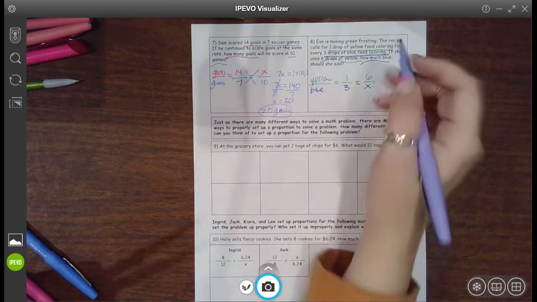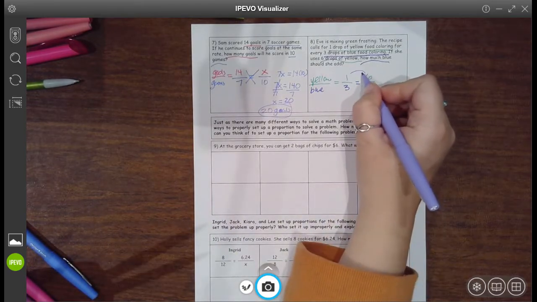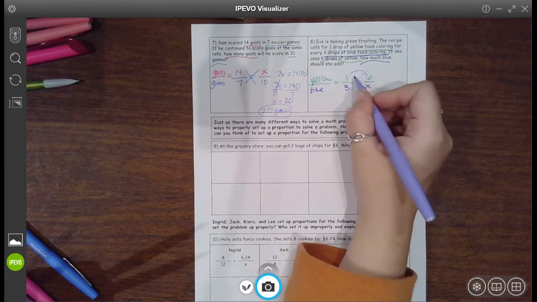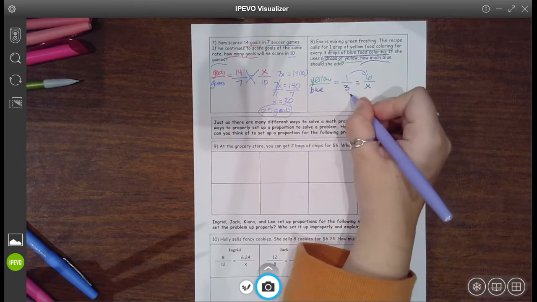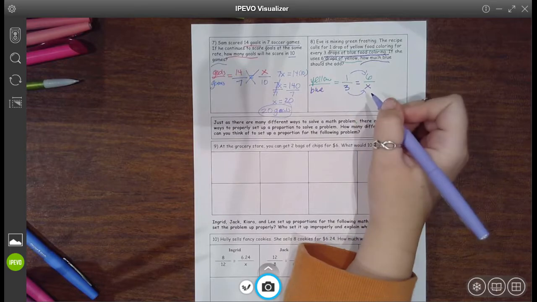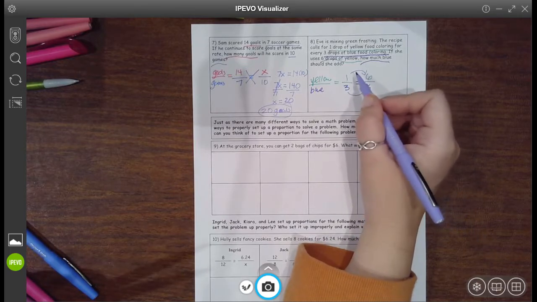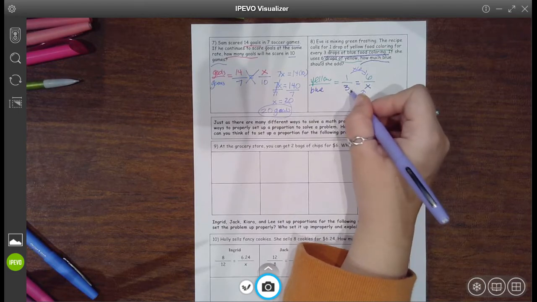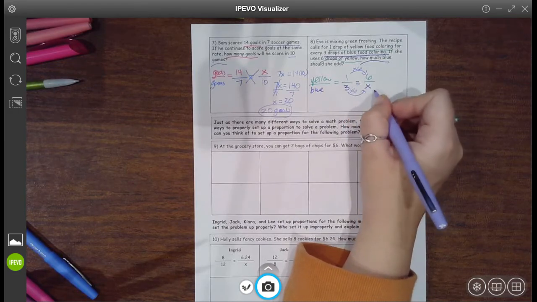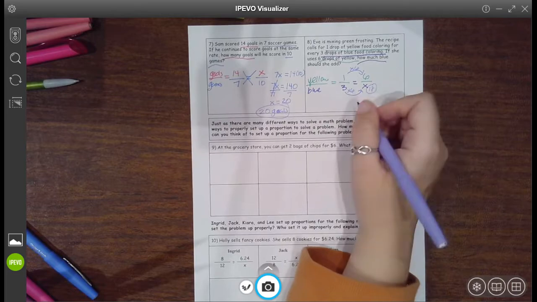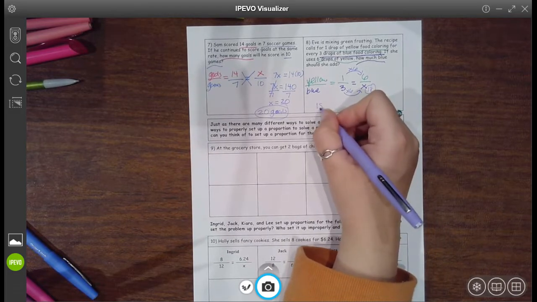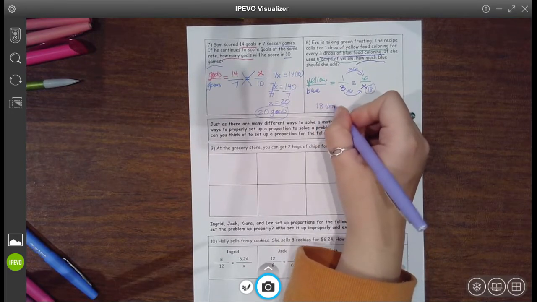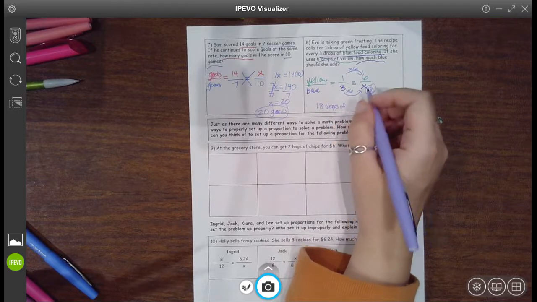Okay, can I do the shortcut? Can I go from 1 to 6? And again, I don't want to go from 6 to 1. I want to go from 1 to 6 because you always go towards the direction of your unknown. Well, yes, I can, because 1 times 6 is 6. Then do the same thing on the bottom. 3 times 6 is 18. So she should use 18 drops of blue.